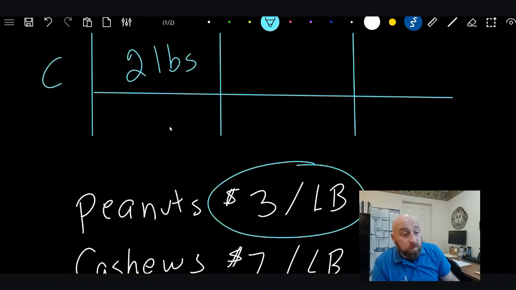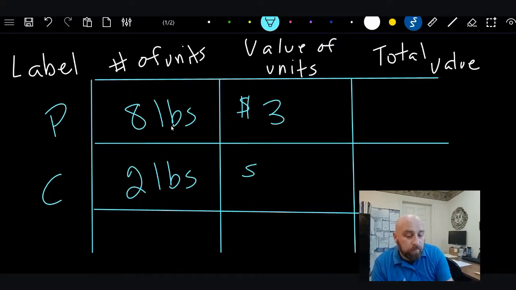And the cashews were $7 per pound. And that's why some of you have never eaten cashews, because they're too expensive. I don't eat them very much, but when I do, I like them. Okay? So what we want to do here is say, what would be the total value? Well, we just take these two and multiply them together.